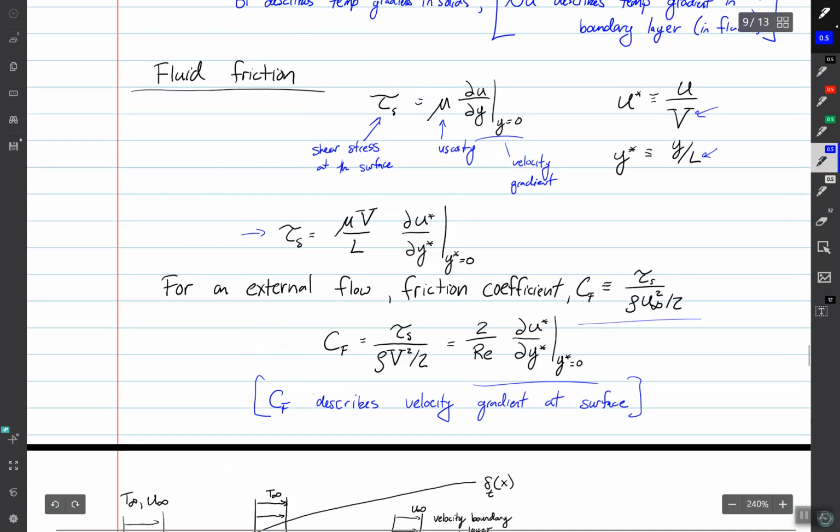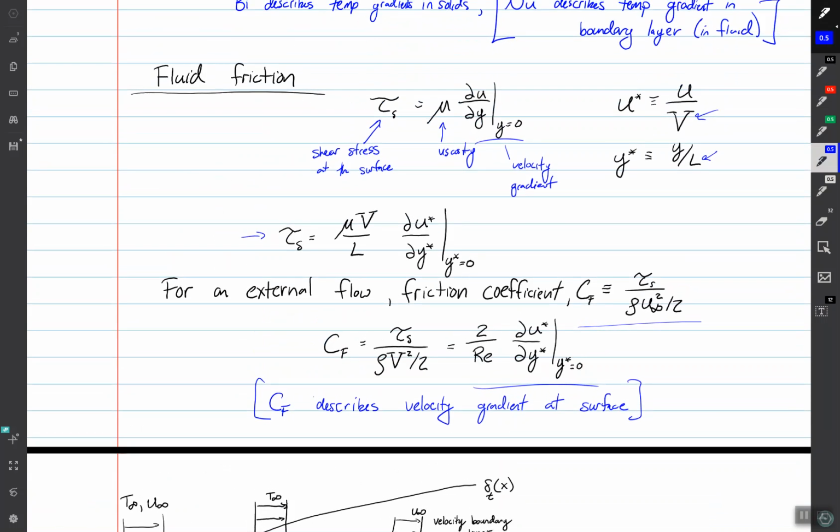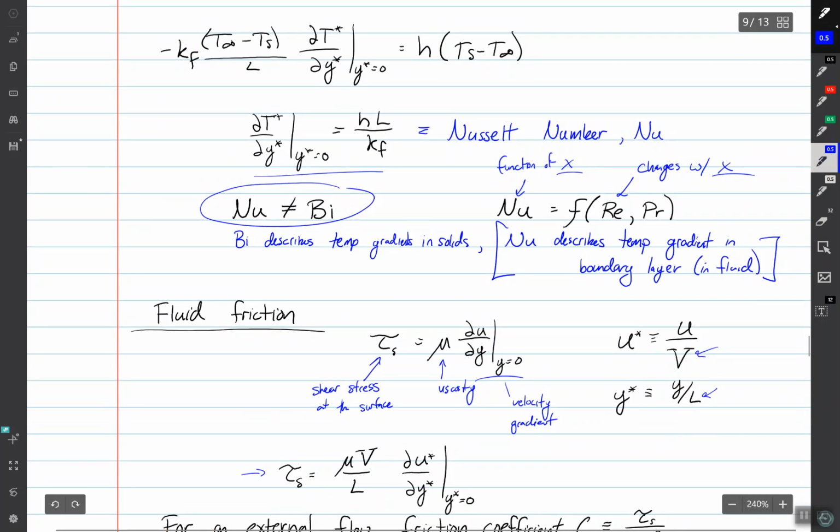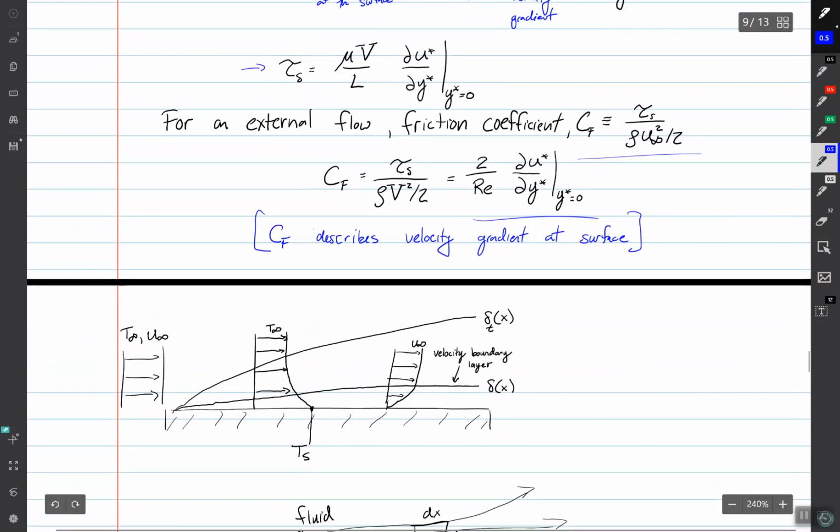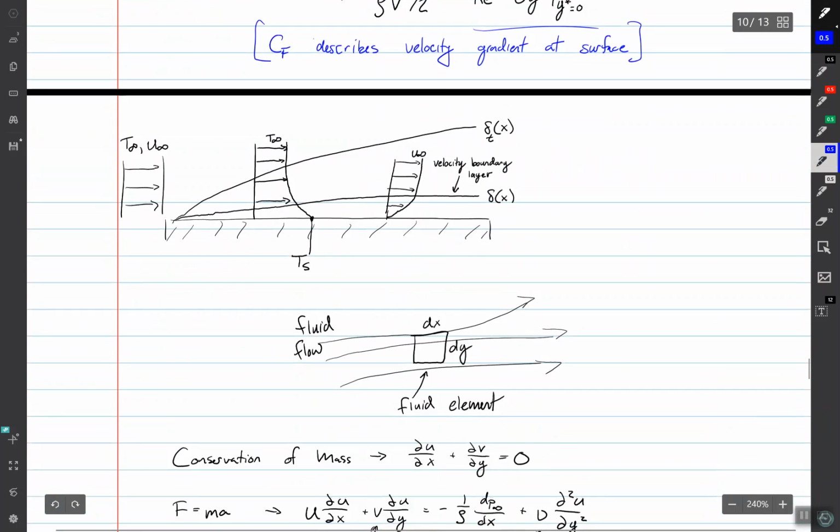Okay, so we have these two things, the friction coefficient, which talks about the velocity gradient, and the Nusselt number, which talks about the temperature gradient. We're going to be in this class more interested in the Nusselt number because we're more interested in the heat transfer aspects, things like temperature gradient, than the friction aspects.